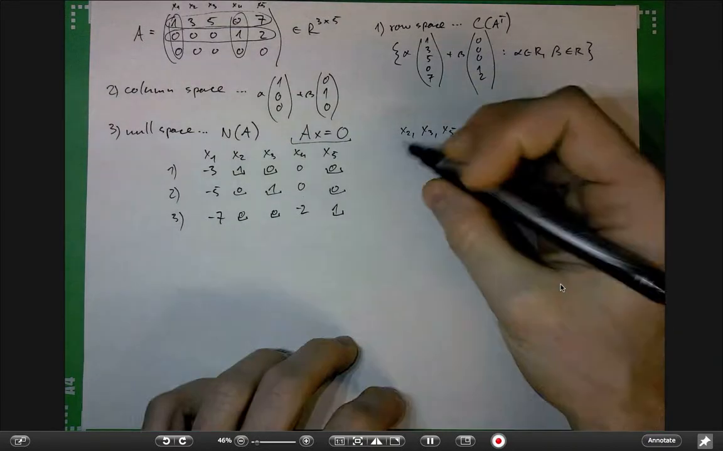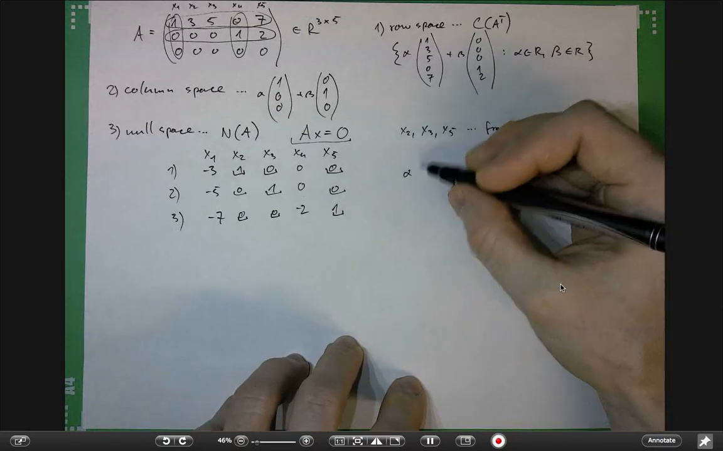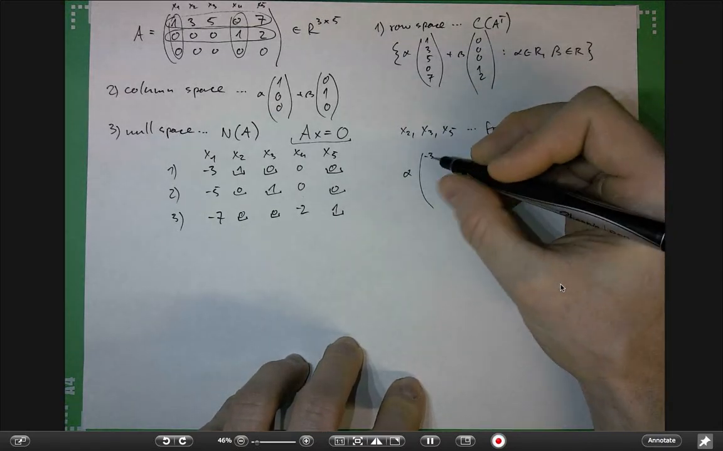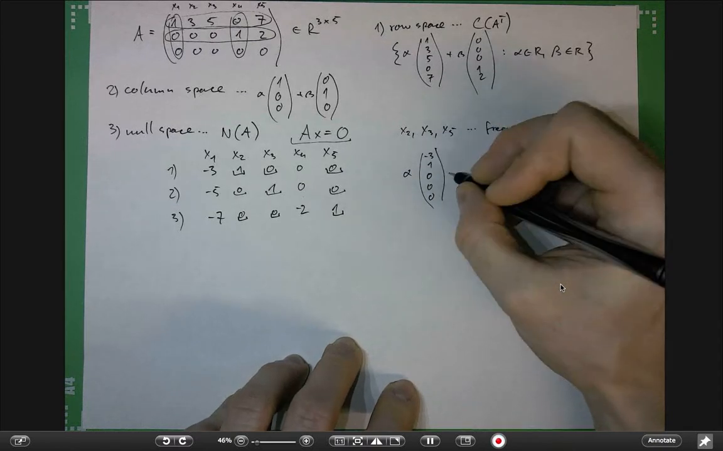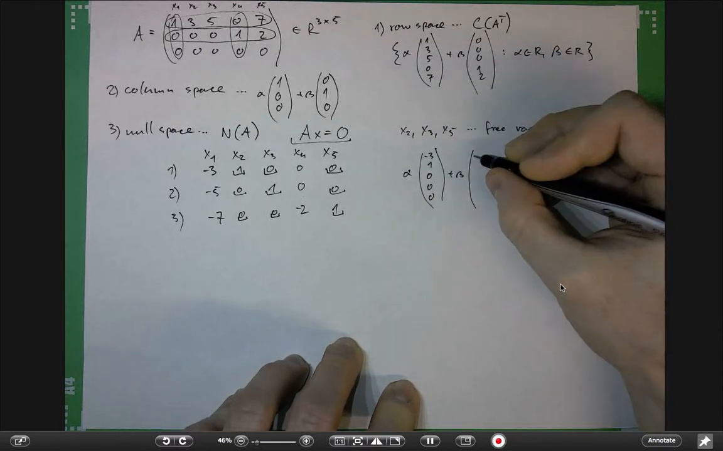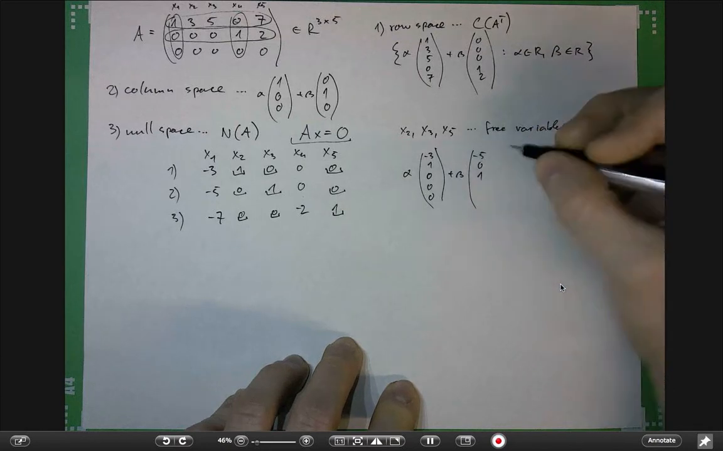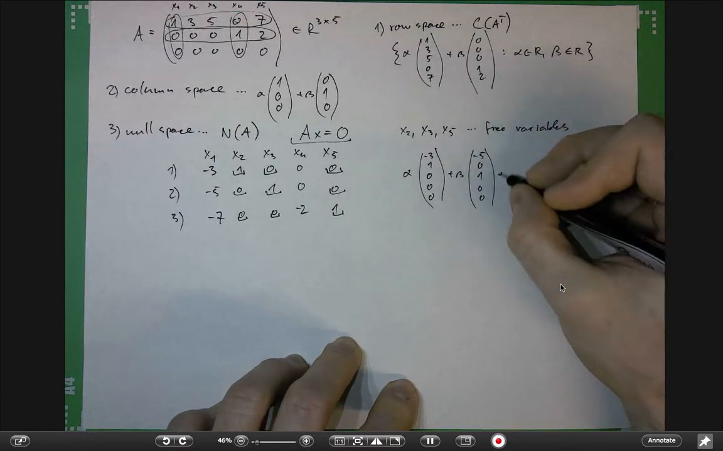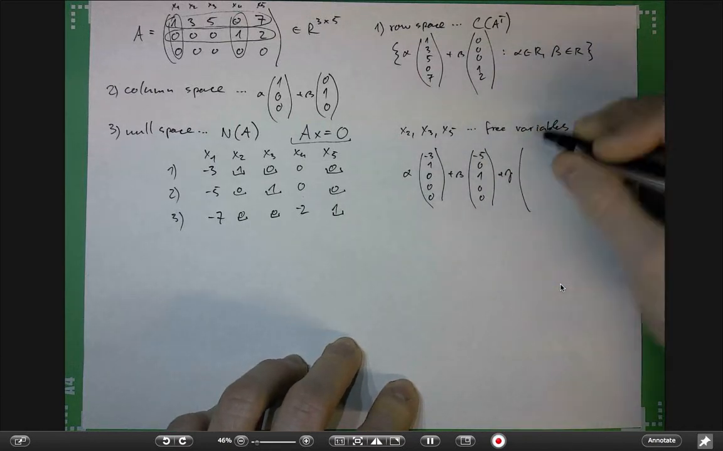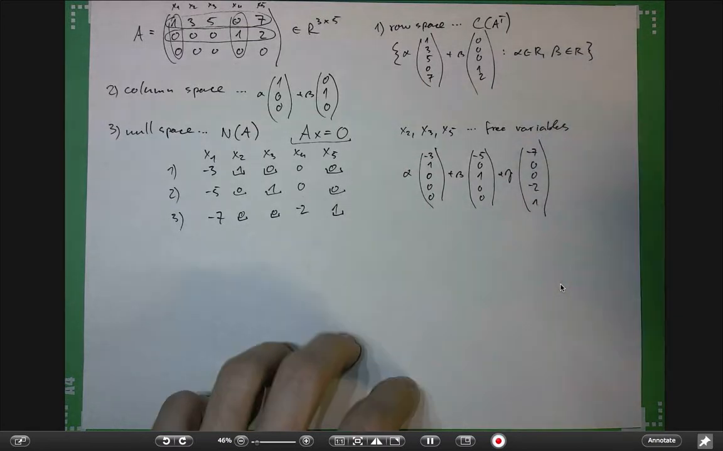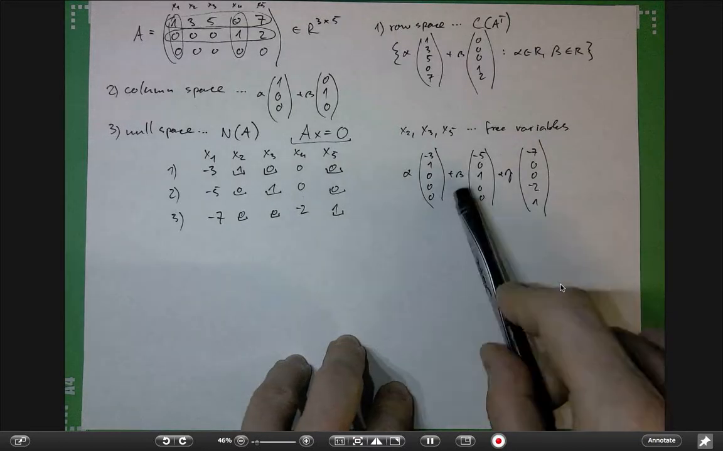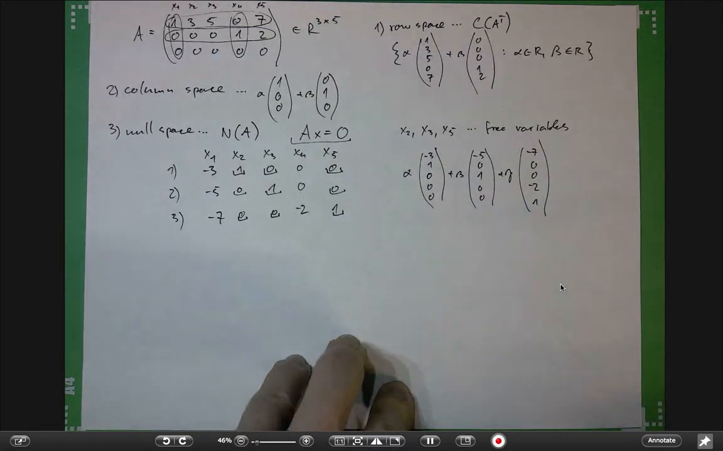So how can I write the null space? The null space can be written like this. I take the first vector, minus 3, 1, 0, 0, 0. Second vector, minus 5, 0, 1, 0, 0. And the third one, minus 7, 0, 0, minus 2, 1. So this is the null space of A.